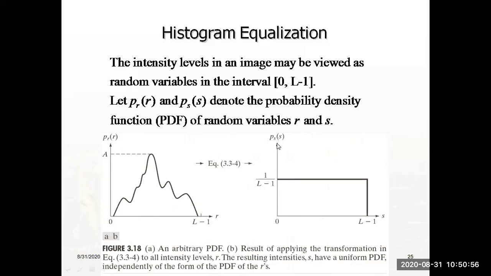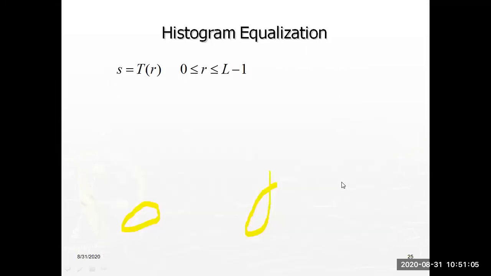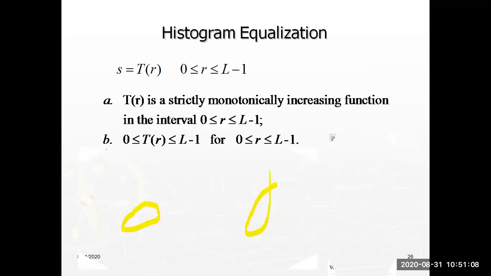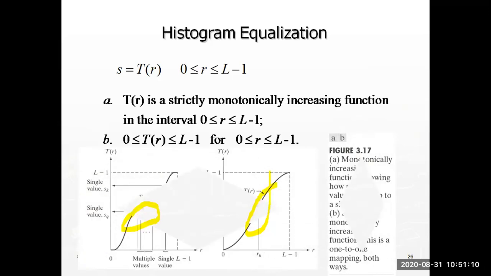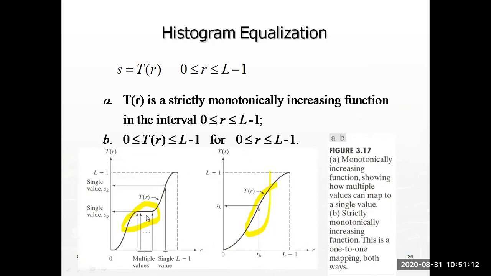So s and p_s(s): simply we are equalizing or enhancing, which means this shape will be transformed like this. How is it possible? First I define the histogram equalization like this. If the function is monotonically increasing but has multiple values, it is transformed into a strictly monotonic function with the help of histogram equalization.